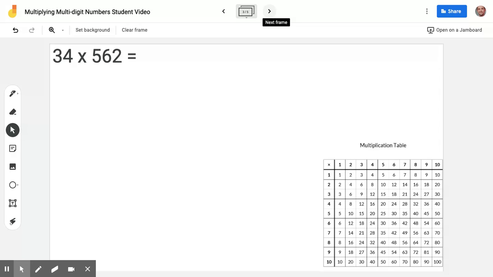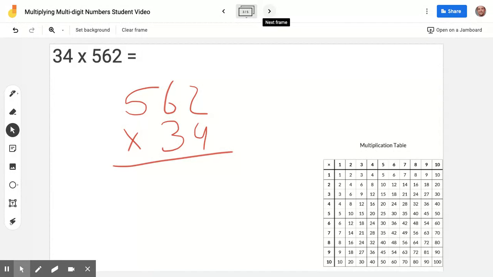Okay, 34 times 562. I'm just going to do this regularly. I'm not going to do it step by step. I'm just going to walk you through this. Do this one with me. First of all, always put the one with more digits on top. Remember, you can multiply in any order you want. So put the one with more digits on top.